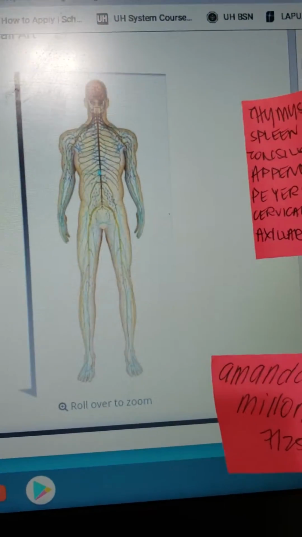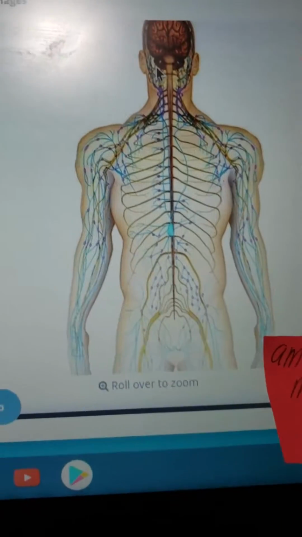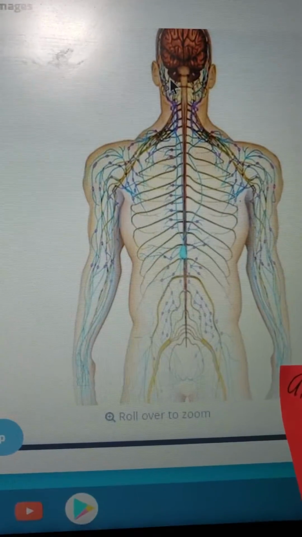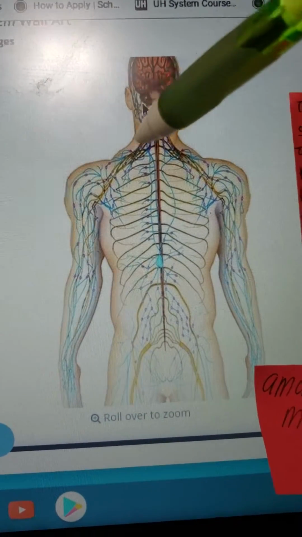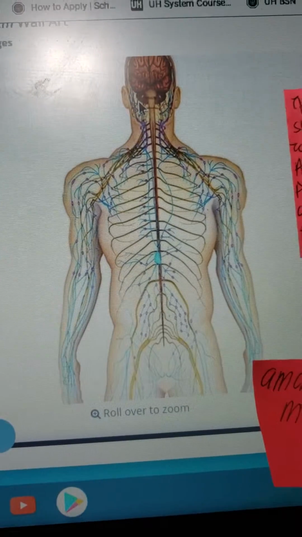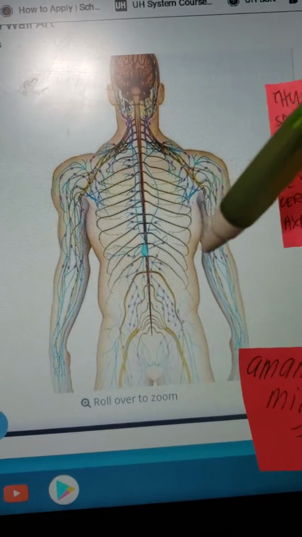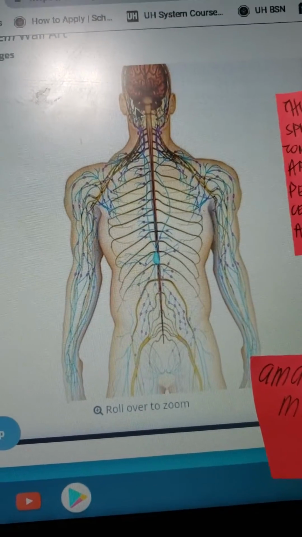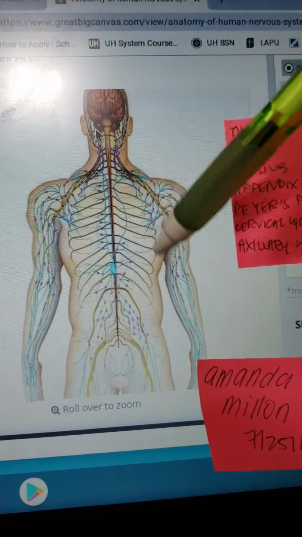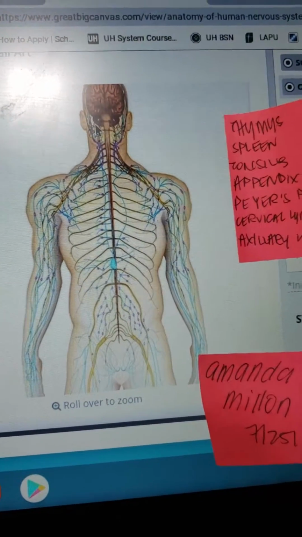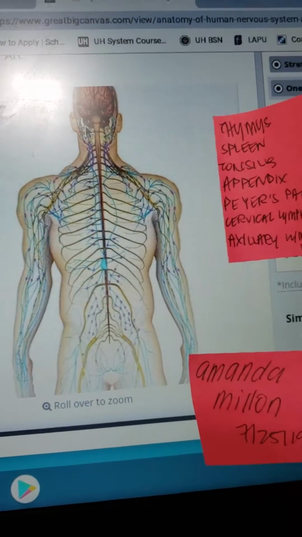The thing about the cervical and the axillary is that I have dyslexia, so when I think about it, I always try to get them mixed up. So I believe the cervical is right over here in this region. Then the axillary lymph node, which is going to be down here. Yeah, I think that's it. I hope so. But yeah, that is my lymphatic system that we need to list.